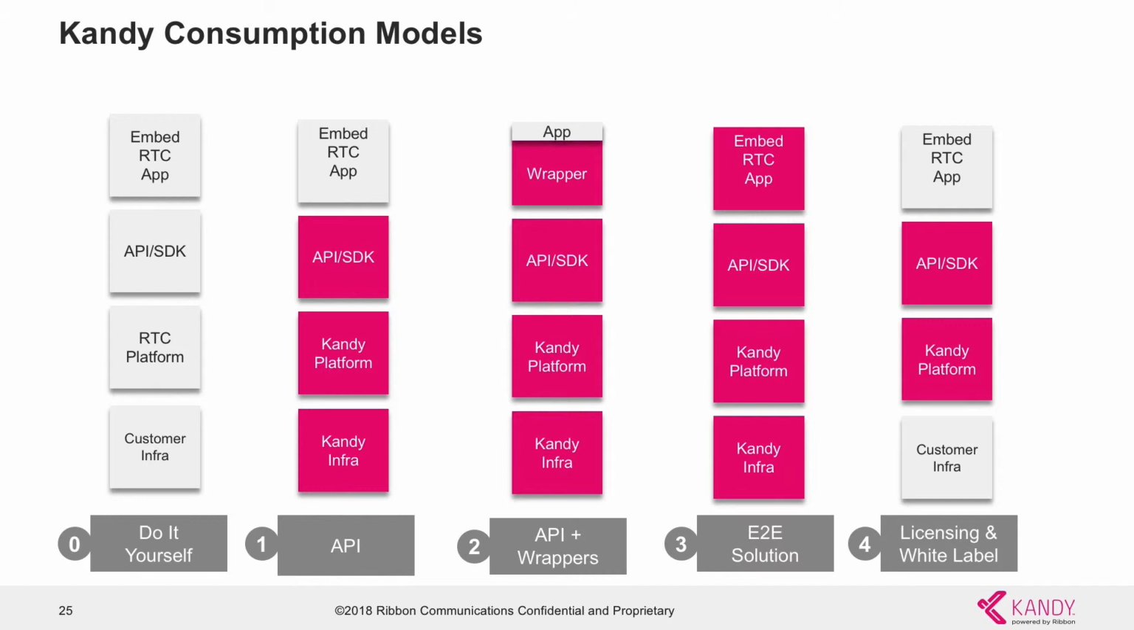Hopefully, there are different models that allow you to go faster to market. The first one is what we call the API model. In this model, you use the Kandy infrastructure, the Kandy platform, and the APIs and SDKs from Kandy. Simply put, you bolt on Kandy into your network, and then you use those APIs and SDKs to embed real-time communications onto your own applications.